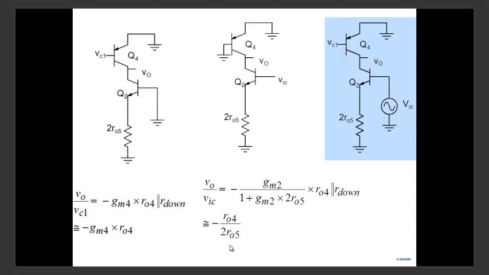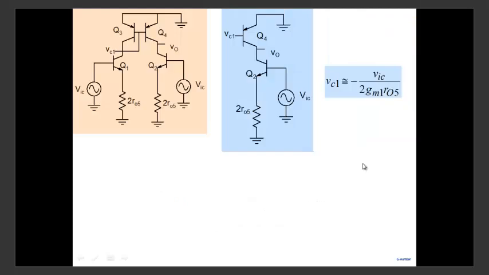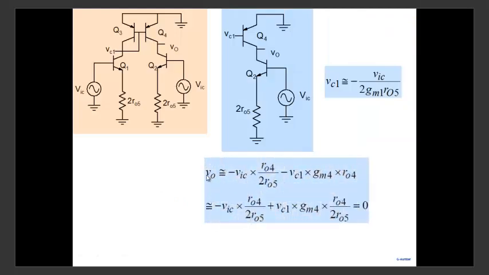So we've obtained both. We have obtained V0 due to VIC and V0 due to VC1, and let's add them up. When we add them up, the two expressions cancel each other and we get 0. I put the expression for VC1, which we had already calculated here, and when I put them together, I get 0. My output voltage turns out to be 0, which says common mode gain is 0.